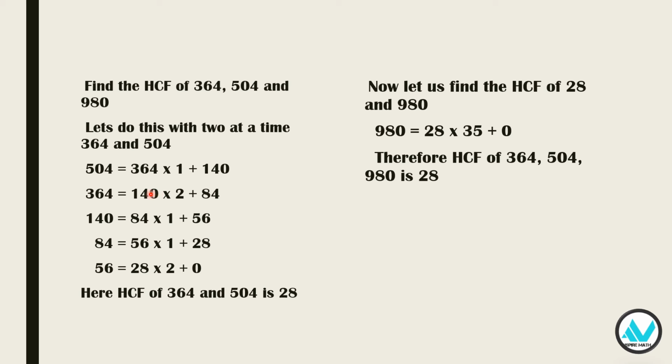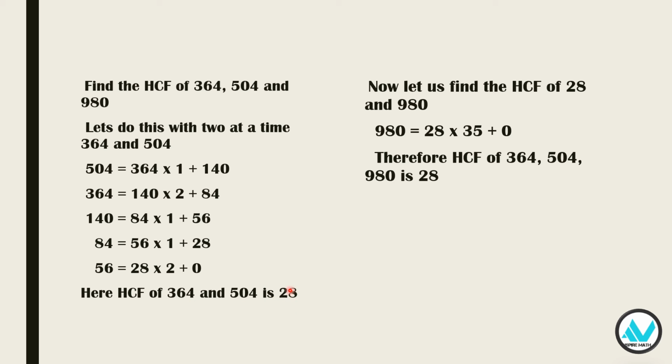Now 140 goes here 2 times with the remainder 84. Now again 140 becomes my dividend with 84 as my divisor. Now 84 goes here 1 time with the remainder 56. Now 84 is my next dividend and 56 my next divisor. Now 56 goes here 1 time with the remainder 28. Now once again I am going to proceed. Now 56 becomes my dividend and 28 my divisor. Now 28 goes here 2 times with the remainder 0. Therefore I get the HCF of 364 and 504 as 28.